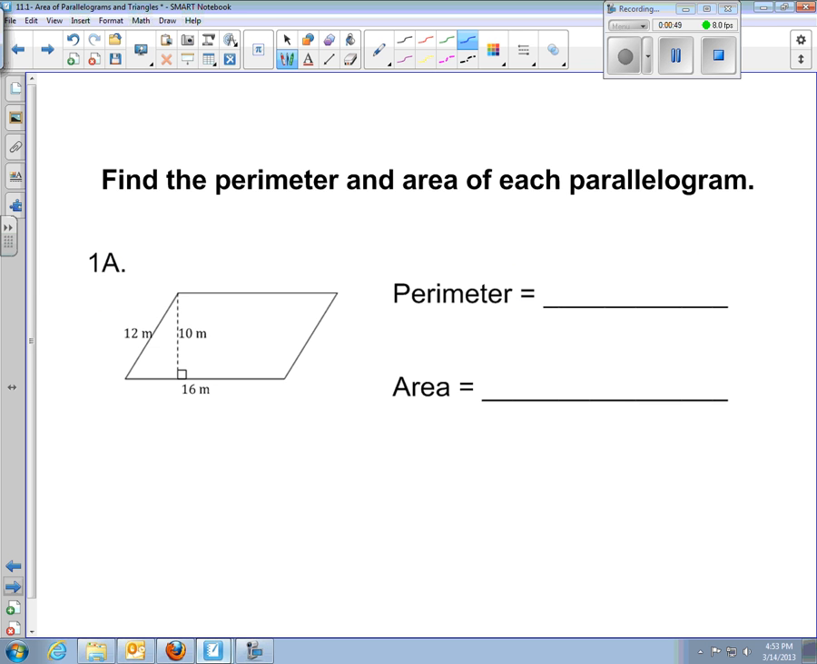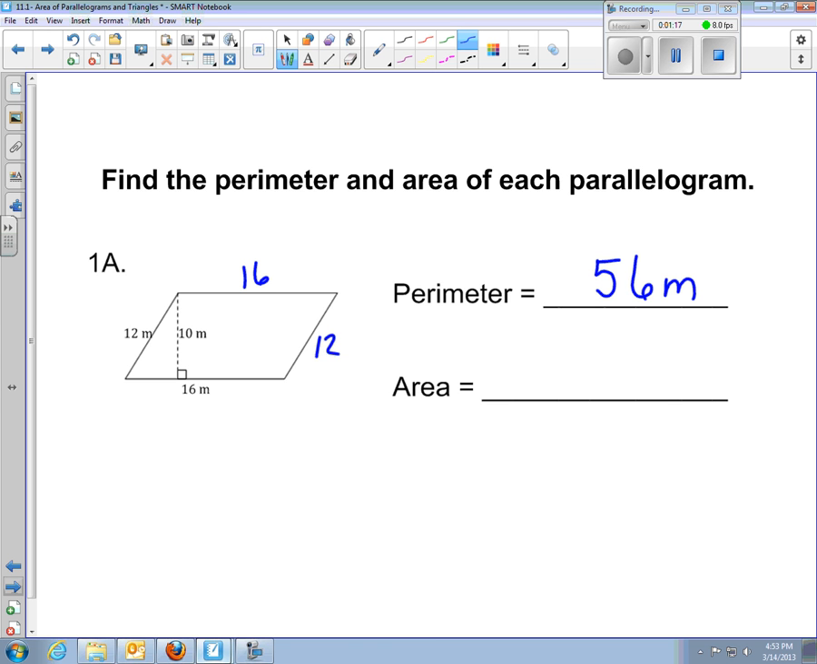So let's go right into our problems here. We're going to ask for both the perimeter and the area of each parallelogram. If we start off here with perimeter, like I said before, the bases are going to be the same all around. So go ahead and add up all 4 of those sides. I'll wait for you. All right, if we go ahead and do that, we get 56. Don't forget a label of meters.